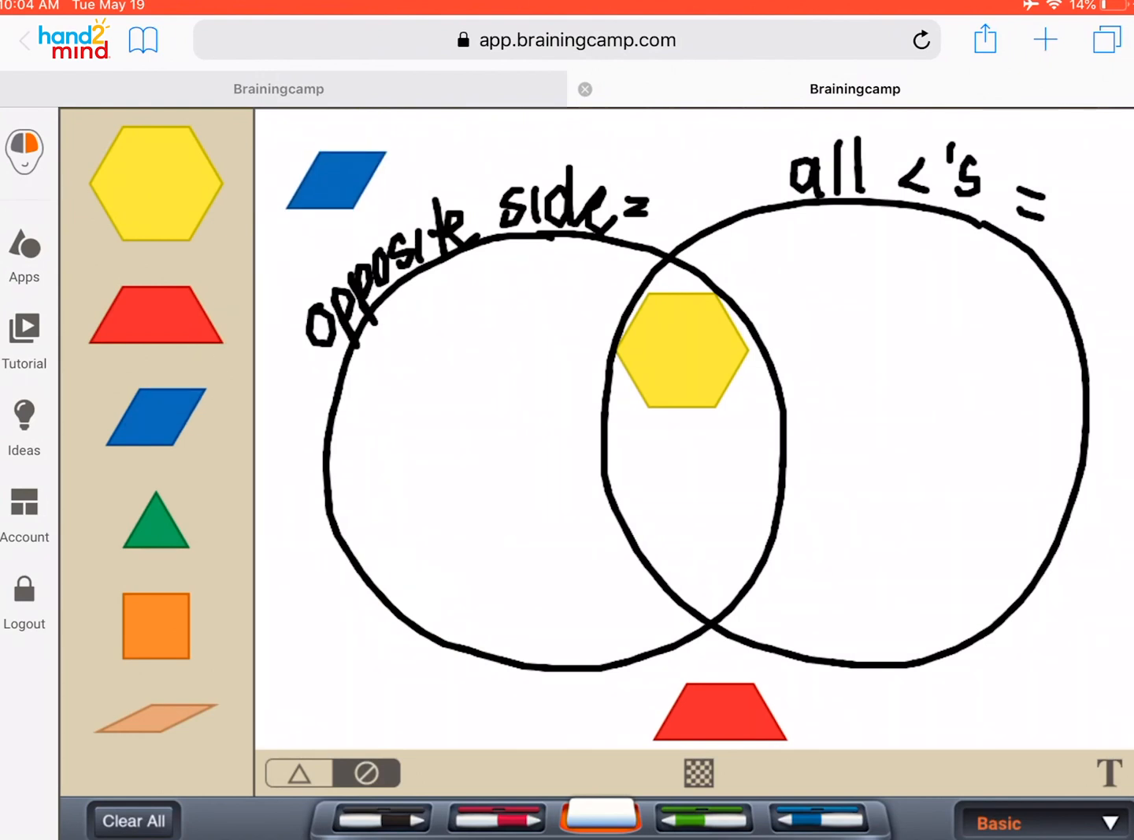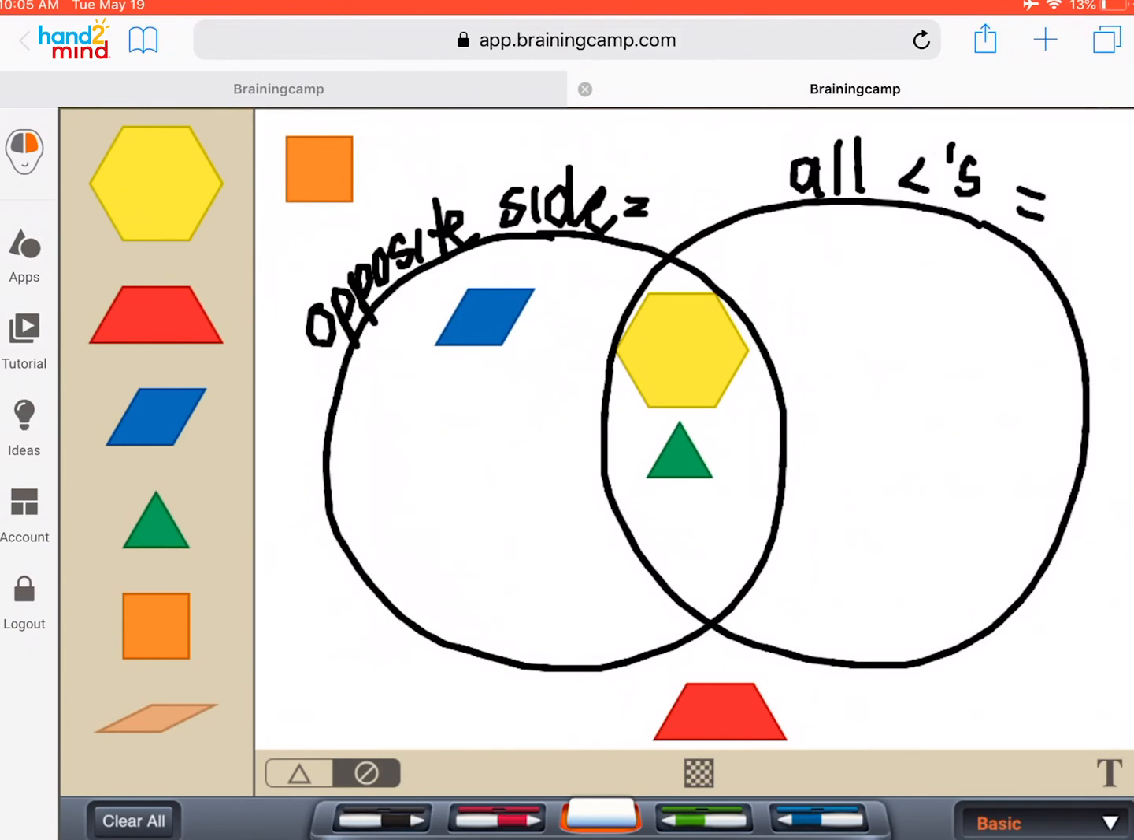Next, we have our blue rhombus. With our blue rhombus, we know the characteristics of a rhombus mean that opposite sides are equal to each other, but not that all angles are equal. Next, our green triangle has, in this case, all sides are equal and all angles are equal. So because it fits both of these, it's going to end up in the middle, showing that both opposite sides are equal and all angles are equal.